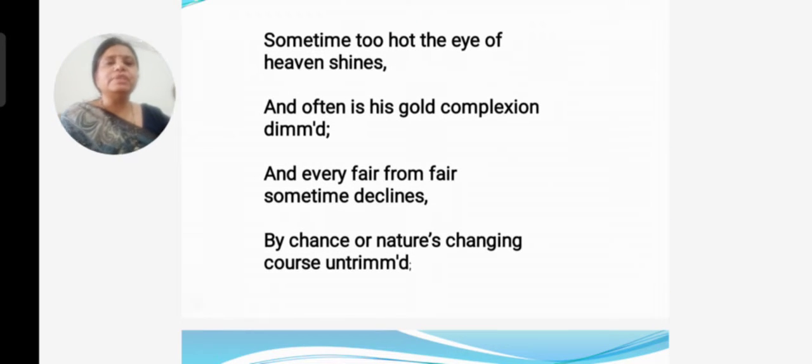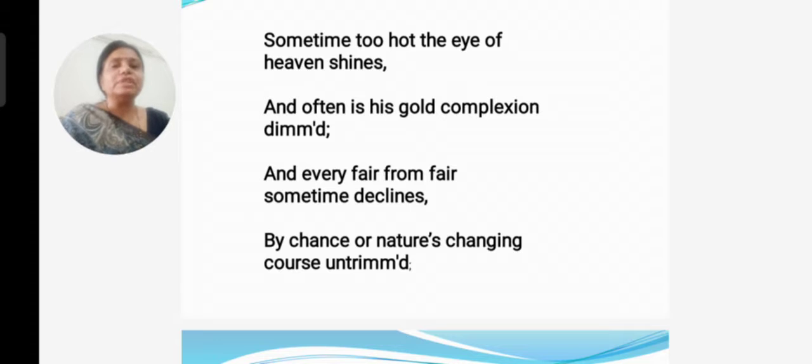Now he continues with the reasons. He says, "Sometimes too hot the eye of heaven shines." Now another reason is that sometimes the sun shines too scorchingly, too hot. And what is the eye of heaven? The eye of heaven is the sun. Now see the beautiful imagery, and there's a metaphor also, that the sun is being compared with the eye of heaven.